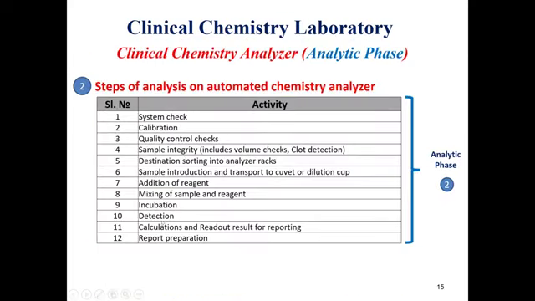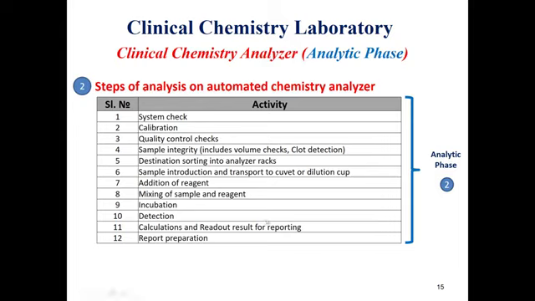These are the steps which are made automatically by the automated chemistry analyzer. Firstly, the system checkup will be made, a self checkup for the different parts or components of this analyzer. Then a calibration will be done. Then a quality control check will be done. Finally, the sample analysis will be made.